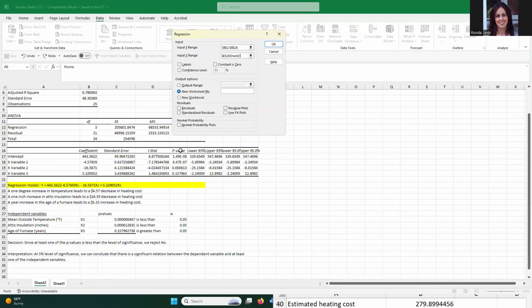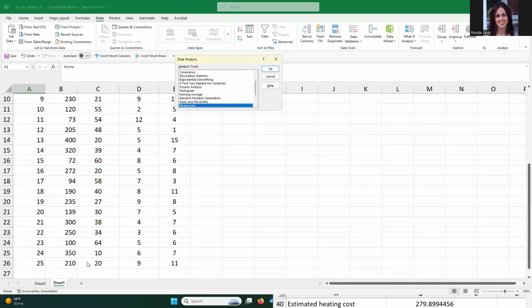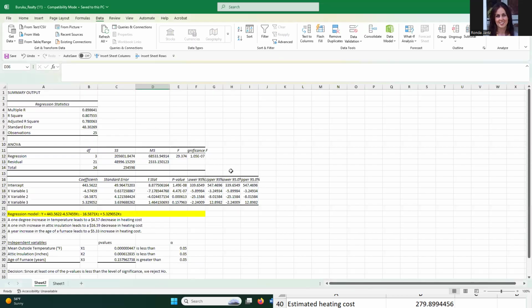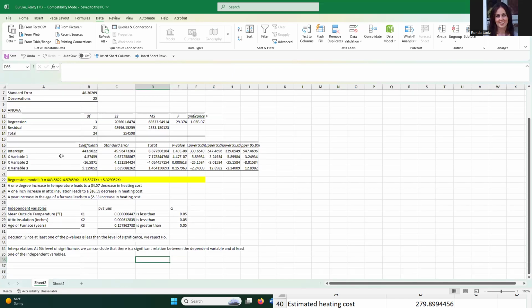Once we finish that, we will get this as our output. So you should have output that looks like this. We're going to have a multiple R of 0.89, which shows that the model itself is statistically significant. And then down here, we can see our three variables to see how they influenced our heating costs.